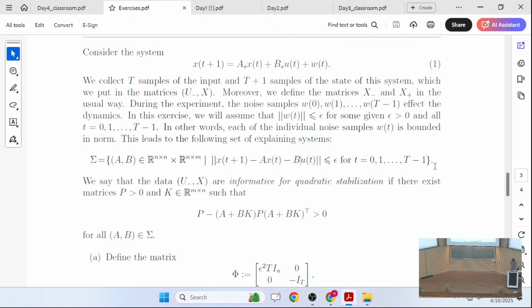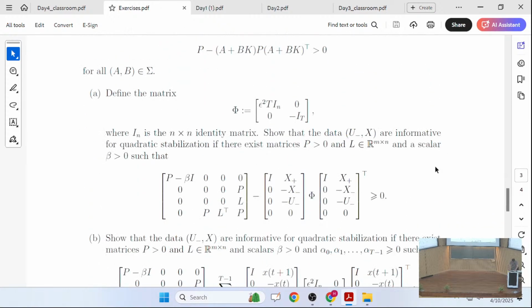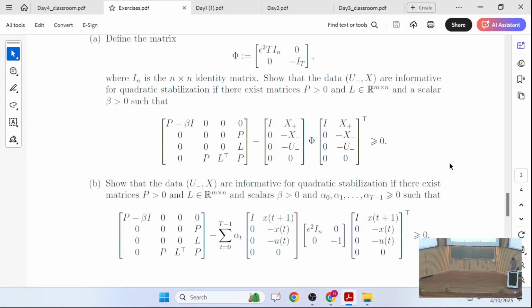Now, what is my goal? My goal is to prove this statement that you see here in B. In particular, I want to show that my data u, x are informative for quadratic stabilization if there exist matrices P and L, and scalars beta and alpha 0 up to alpha T minus 1, such that this matrix inequality over here holds.